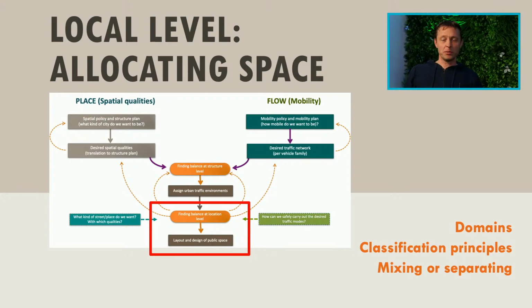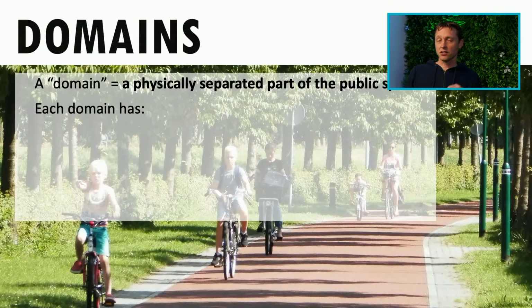Maybe I can tell a bit more about the design stage. So that's the final part of our methodology. And it's only then when we really start allocating vehicle families into pieces of space in our cross-section. And I think it's best to demonstrate it by a lot of examples, but first we have to just discuss three concepts which are quite central in the Good Street methodology. And those will be domains, classification principles, and the big question of mixing and separating. So let's start with the domain.